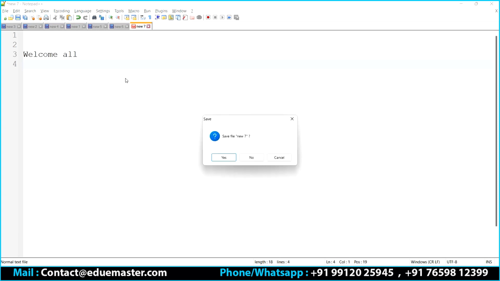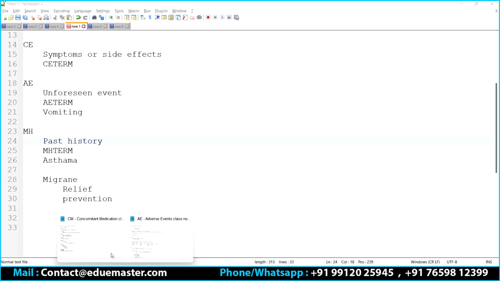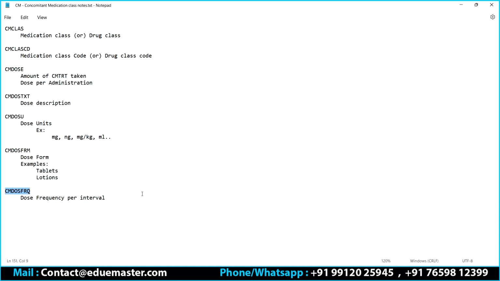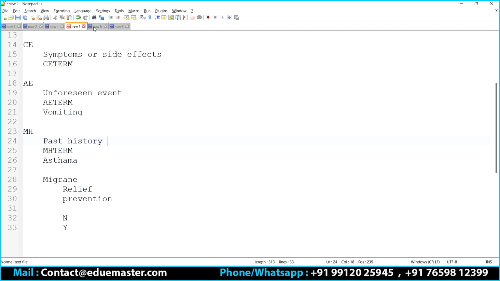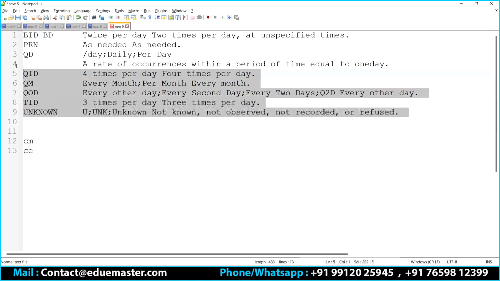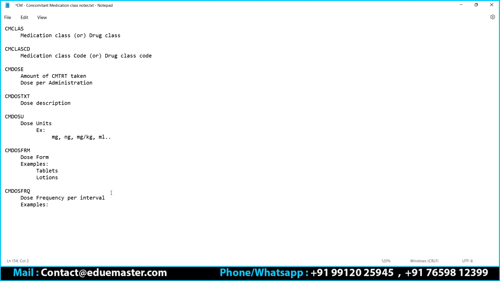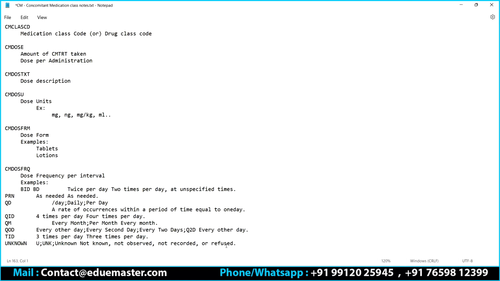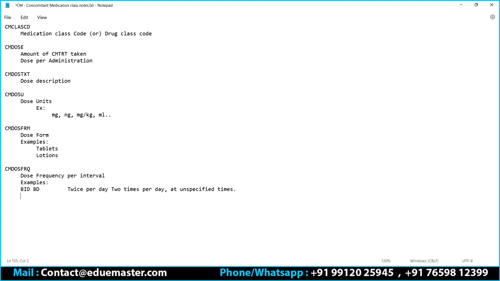Now, let's talk about the dose frequency. So dose frequency is pretty much clear: with what frequency we are taking this particular medicine, as simple as that. But we need to understand the various dose frequency standards we have, or the controlled terminology, or the examples that we have. So here are a few examples. I have noted them down here for easy reference. Let me talk about these details.